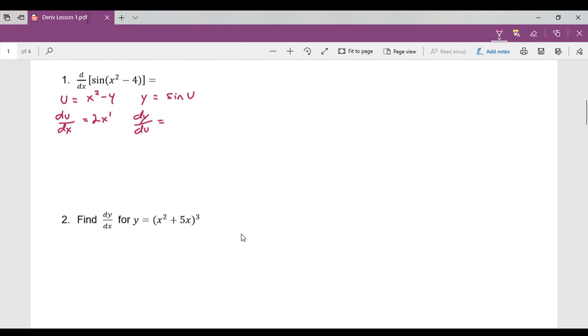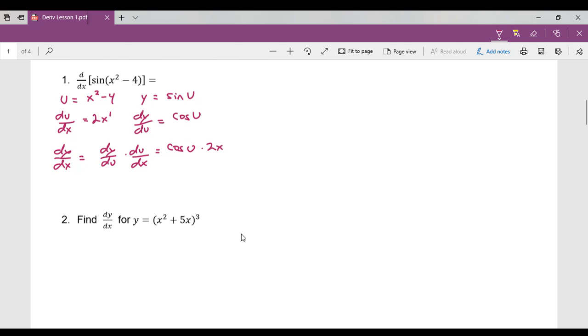And the derivative of sine of u is just going to be cosine of u. Now, using that whole chain rule thing, dy/dx, that's what we're interested in here, right? It's going to be dy/du times du/dx. It's almost like you can think of the du's canceling. Now, dy/du is going to be cosine of u, and du/dx is just going to be 2x. So that's what my derivative would be.